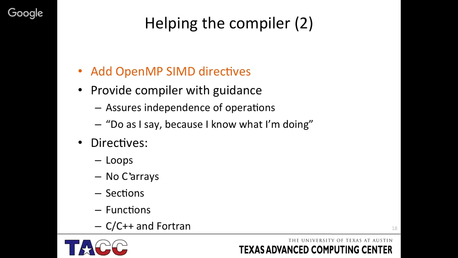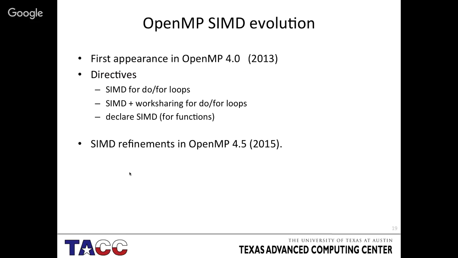So in OpenMP 4, that's where they first came out with these SIMD directives for the do and for loops, and then combining that with work sharing loops, where you actually vectorize the loop at the same time and then split it across threads. That's when you have SIMD and work sharing, and we'll see that. And then declaring certain functions to be, quote, vector functions. And then there were a lot of refinements in 4.5.